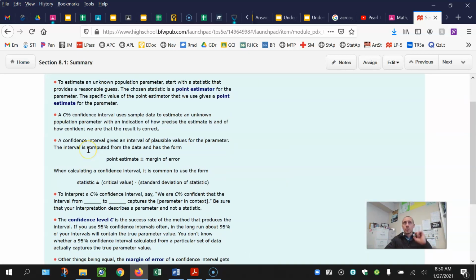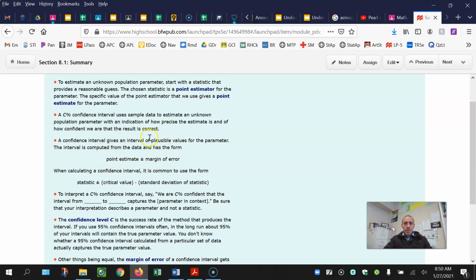All right, so summary. Point estimate is your value from your sample that you're trying to estimate. If I want to estimate the population mean, the point estimate would be the sample mean. If I want to estimate the population proportion, the point estimate would be the sample proportion.